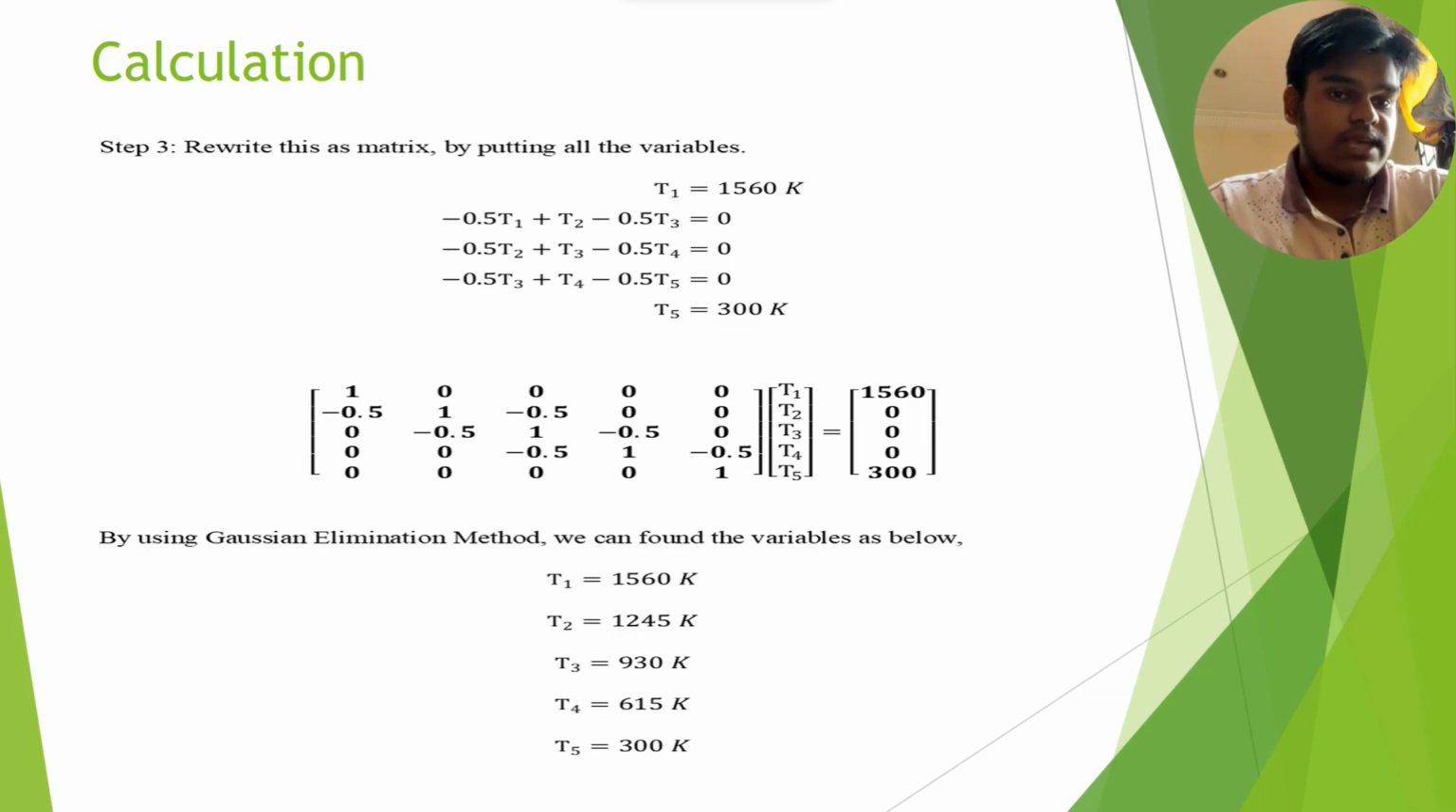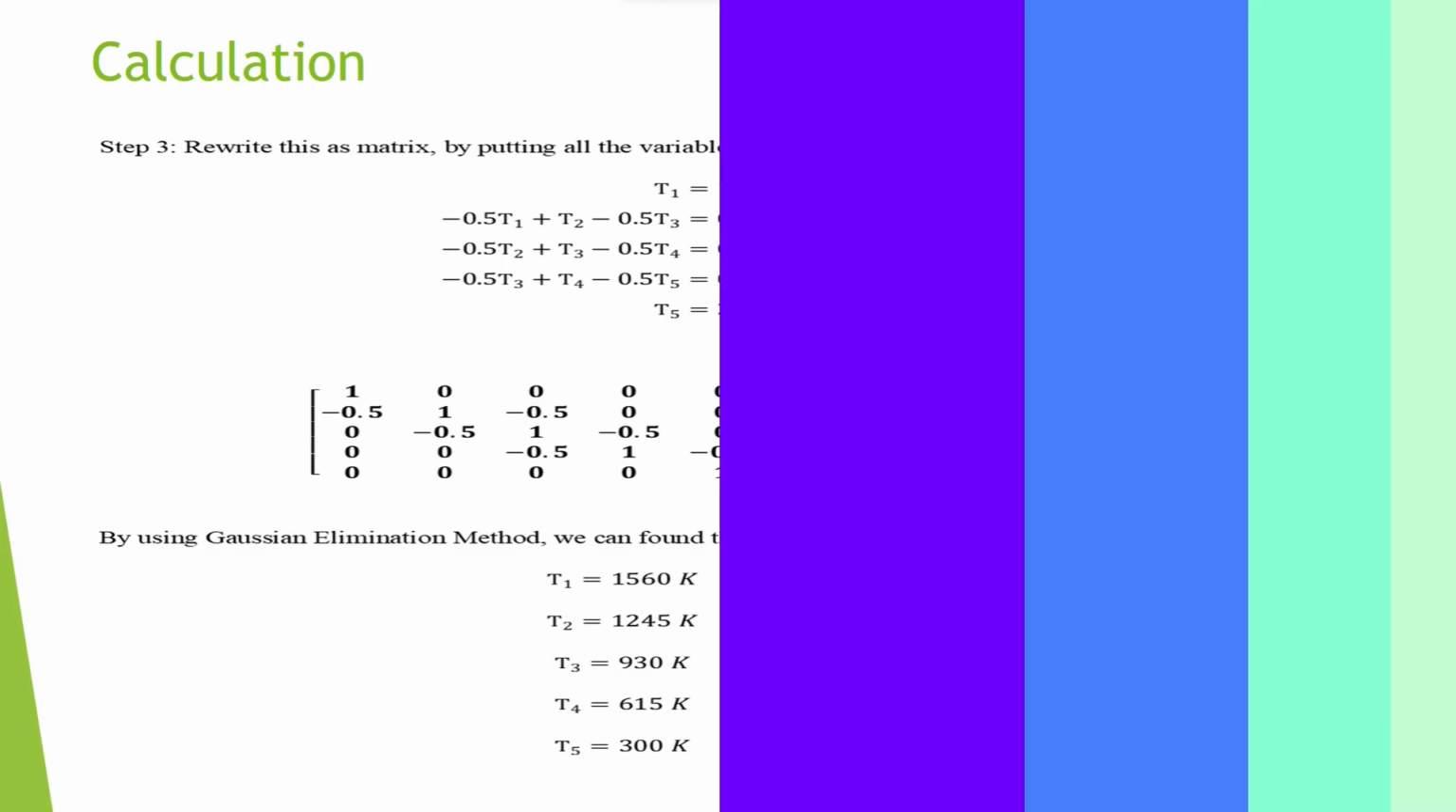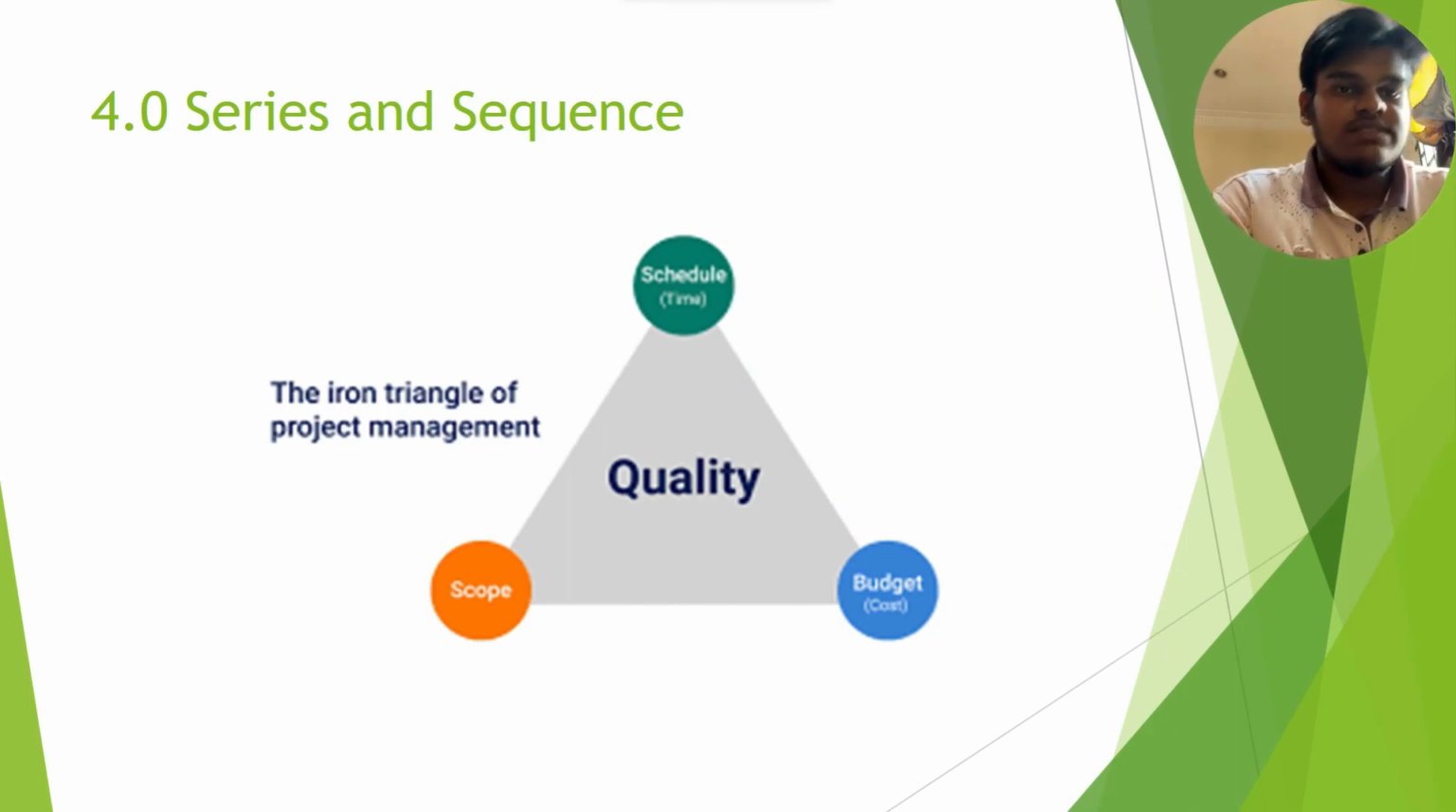By using the Gaussian elimination method, we can find the variables as below, which is T1 is 1560 Kelvin, T2 is 1245 Kelvin, T3 is 930 Kelvin, T4 is 615 Kelvin, T5 is 300 Kelvin. By this, we can conclude that the heat is transferred in an equilibrium state because the heat is passing through in equilibrium.